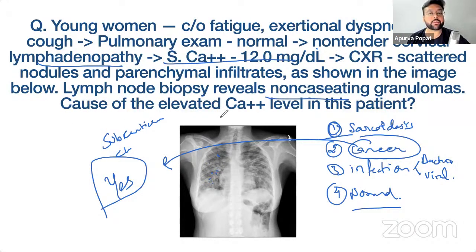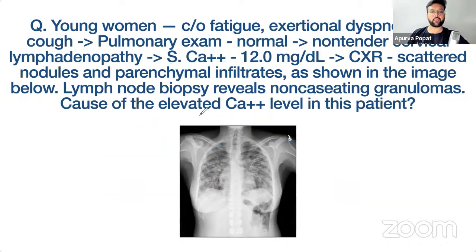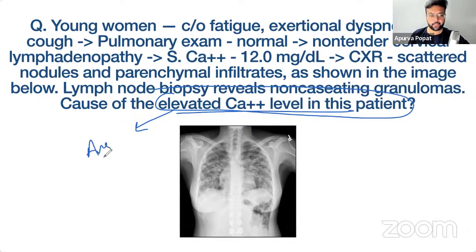They are asking why the calcium levels are elevated in patients with sarcoidosis. Your answer is? Vitamin D what? Hyperactivity of 1 alpha hydroxylase. Okay, hyperactivity of 1 alpha hydroxylase in the PCT.